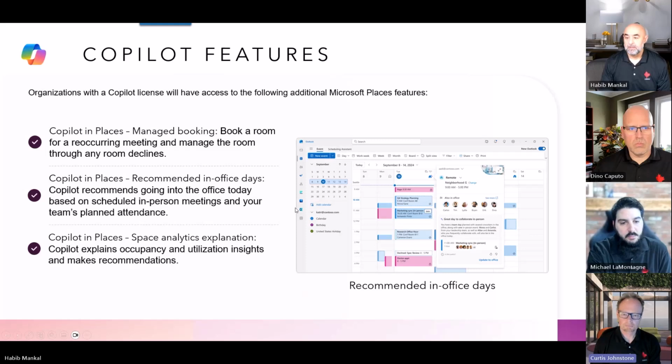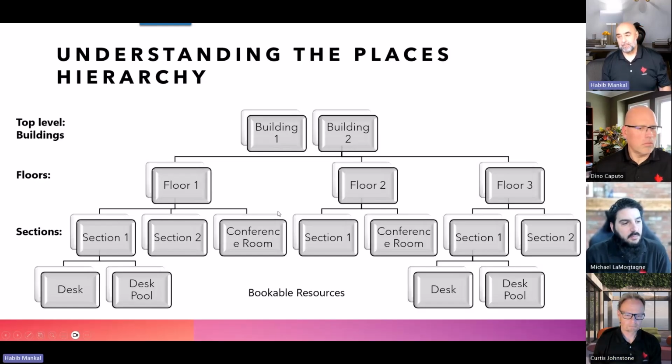Cool. All right, so I'm going to just quickly talk about this from a hierarchy perspective. Really, it boils down to, you have a building, and each building will have a subset of floors. Those floors will have specific sections, so you can say northwest corner, southeast corner, those types of things. And then in those sections, you can create a desk pool, or you can say there are conference rooms there as well, right? So that's how it's broken down.